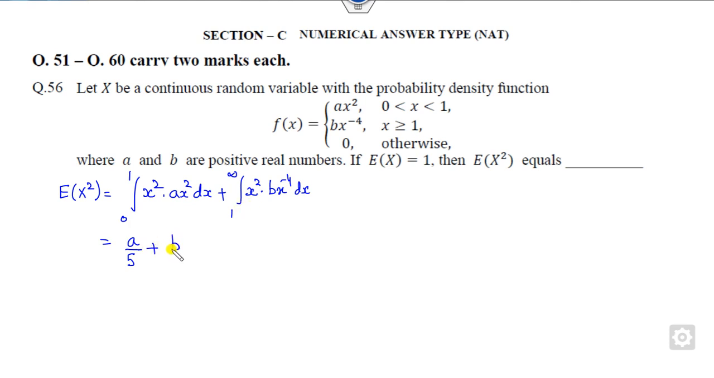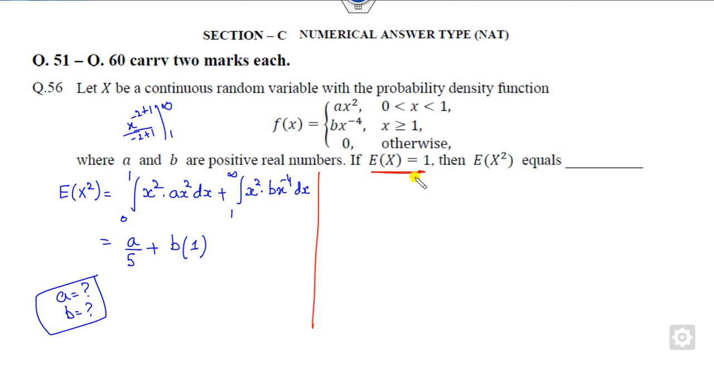Here b is outside, so it's x raised to power minus 2, so plus 1 upon minus 2 plus 1 from 1 to infinity. At infinity it is 0, and at 1 it is 1 upon minus 1, so that is my plus 1. So our target is to find the value of a and b. That is my target. So now we can use this expression.